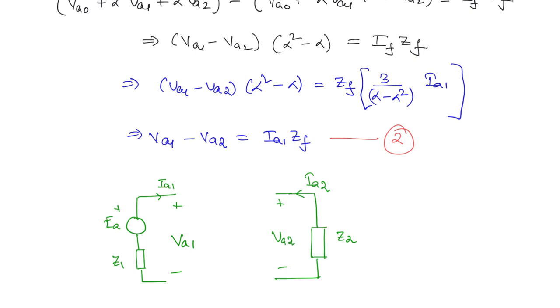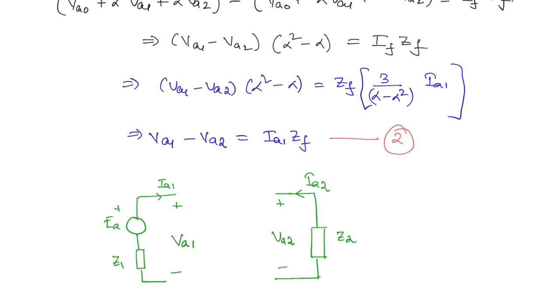Now, if you remember the first relationship, what is that? IA1 is equal to minus IA2, that means there is a connection here. Okay. Now, second relation, if you see VA1 minus VA2, so potential at this point minus potential at this point is equal to this voltage drop.